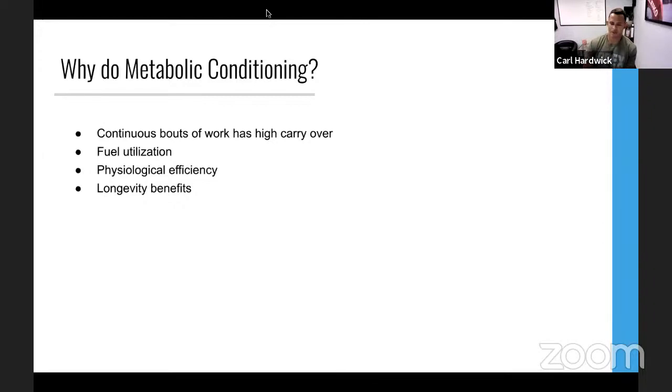And then finally, we can look at longevity benefits that come from metabolic conditioning or aerobic work, weight management and metabolic efficiency. We can talk about promoting a healthy cardiovascular system, right? So, directly correlated with lower risks of cardiovascular diseases. Again, a healthy metabolic system that has nothing to do with weight management, right?